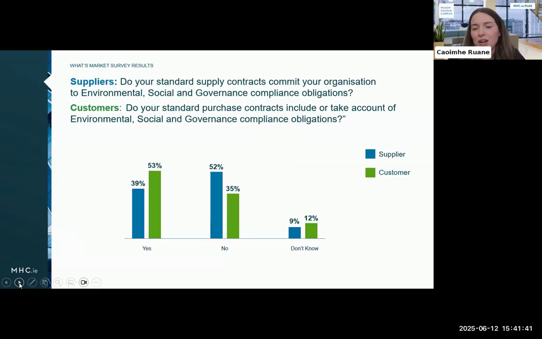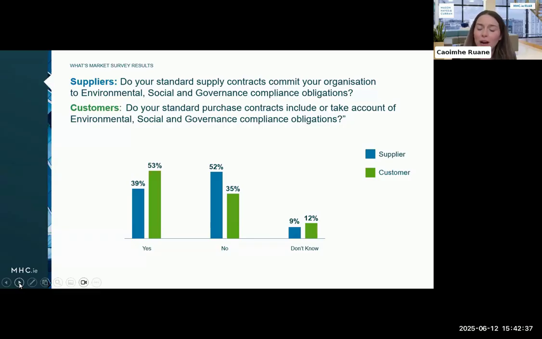So the question we asked our survey participants on ESG: for suppliers, do your standard supply contracts commit your organization to ESG compliance obligations? And for our customers, do your standard purchase contracts include or take account of your ESG compliance obligations? And I suppose as many attendees today will be aware, ESG is very topical at the moment as well, particularly in respect of sustainability and governance generally. On the supplier side, we can see there's still a minority of 39% which include commitments to ESG compliance obligations in their contracts, and 52 or 53% even saying no, they don't include those type of obligations. 52%, sorry, 53% is the customer side, and about 53% of customers actually do include ESG compliance obligations in their standard purchase contracts. So they are that bit more concerned about it.